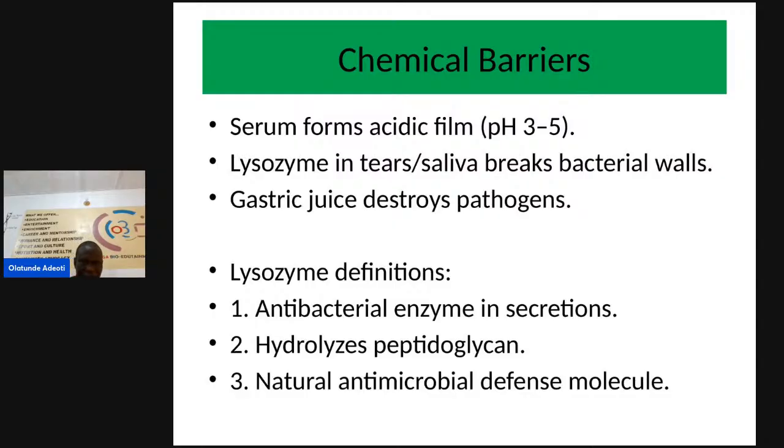So the serum that is found in humans is acidic, which operates within the range of 3 to 5. That means it is acidic. Then the lysozyme, which is found in tears and saliva, is capable of breaking down bacterial cell wall. Then the gastric juice that you can see, the hydrochloric acid that you find in the small intestine and the stomach, they are also so perfect to be able to remove pathogens from our body.